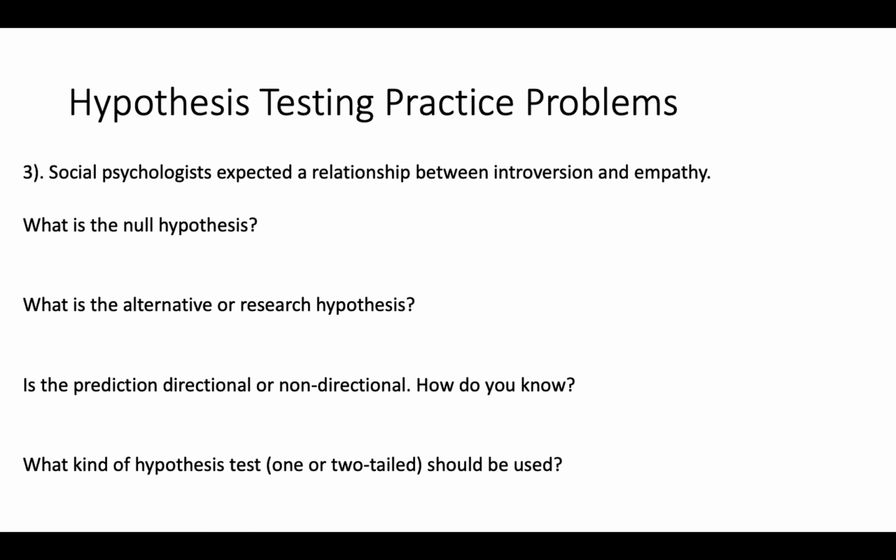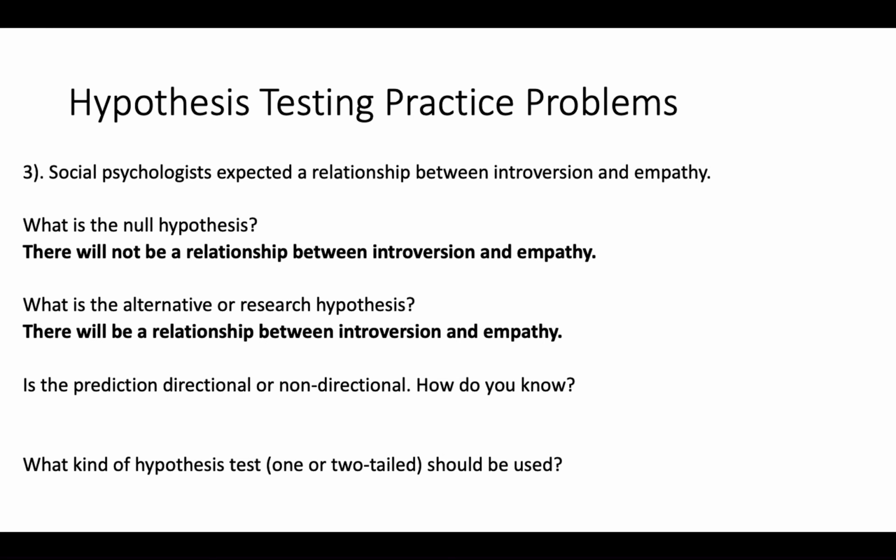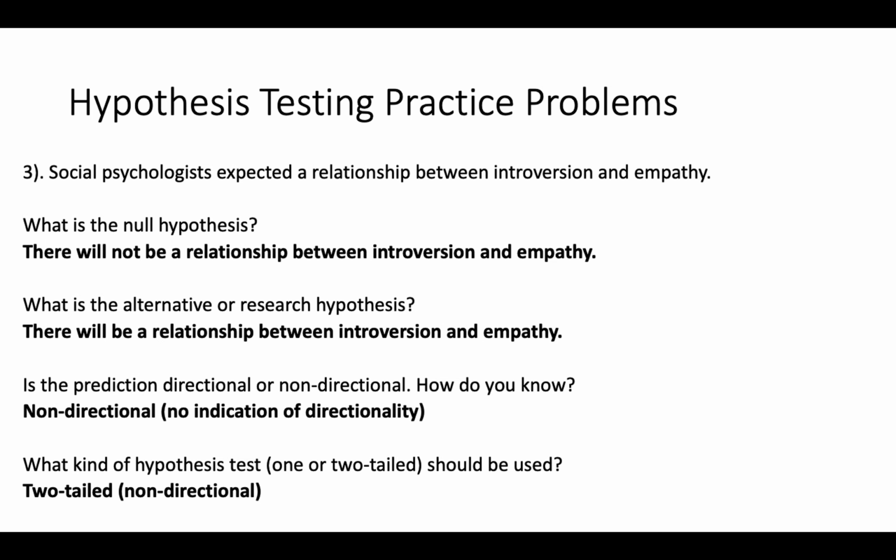Okay, last example. Social psychologists expected a relationship between introversion and empathy. What is our null hypothesis? There will not be a relationship between introversion and empathy. Our alternative hypothesis is that there will be a relationship between introversion and empathy. Now, is this prediction directional or non-directional? Non-directional. We have no indication of directionality here. We simply think there will be a relationship. We're not sure if this will be positive. We're not sure if it will be negative. Therefore, we use a two-tailed test because we have a non-directional prediction. Okay?